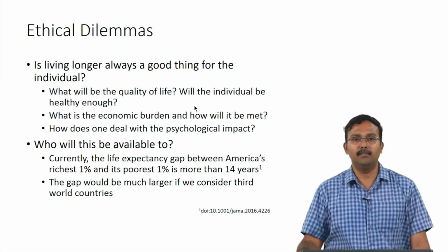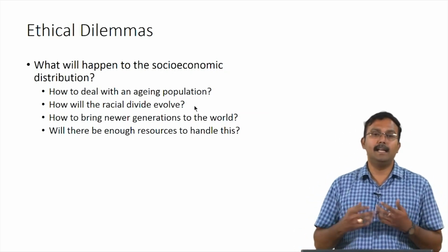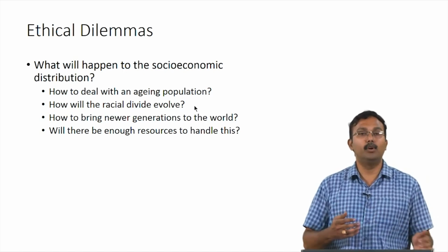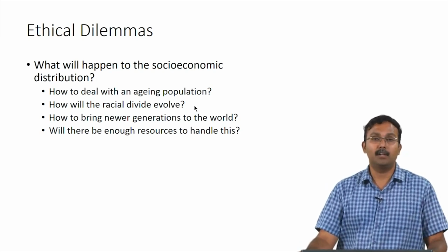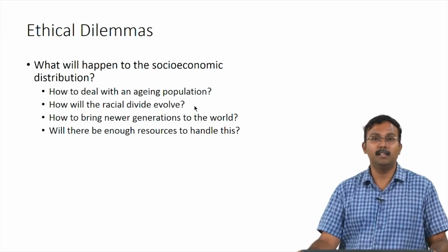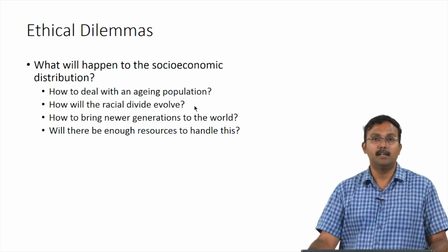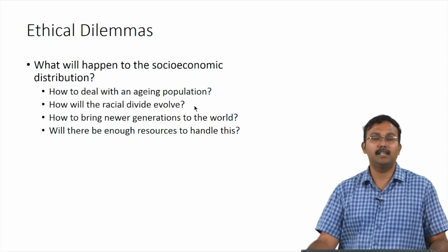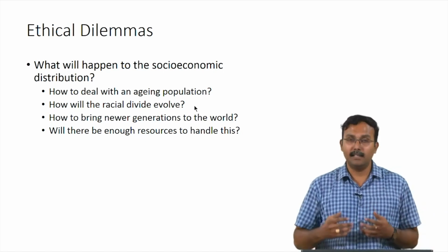How do we develop this? Then what happens to the socio-economic distribution? How do you deal with the aging population? As people live longer, the average population age is going to go much higher. How do you then deal with that? What are the ramifications of that? What are the medical expenses associated with that? What is going to be the societal impact of that? Will there be a racial divide when this happens? Because if it is only available to certain societies, certain strata of the society, how does it affect the racial distribution?